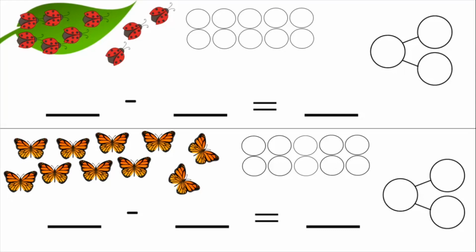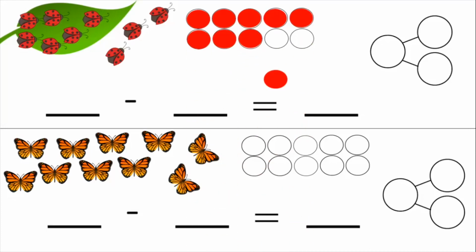Well, let's show this using some counters. How many counters do I need? 9. And that's how we show 9 the 5 group way. So I'm going to put 9 in my number bond to show that there were 9 ladybugs. Well, let's see. 3 flew away. Let's cross out 3 counters.